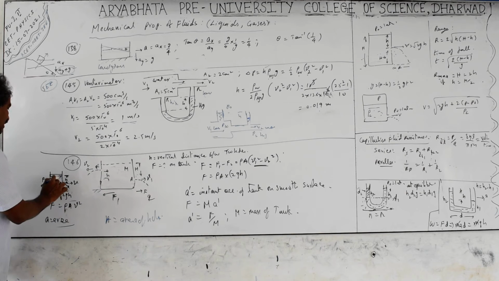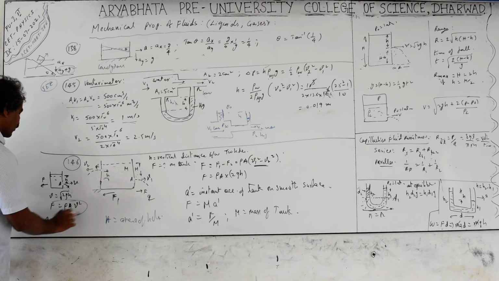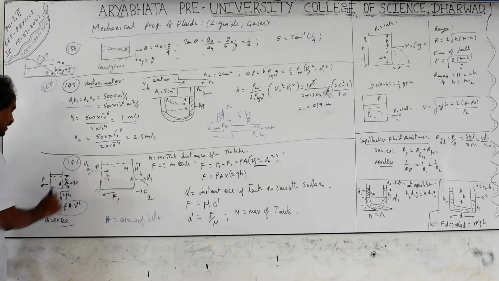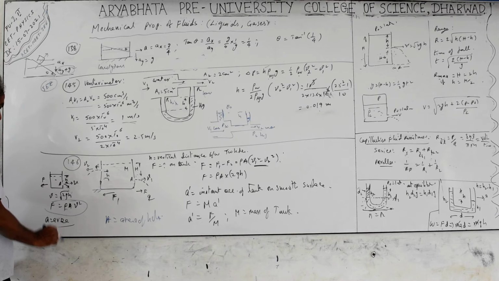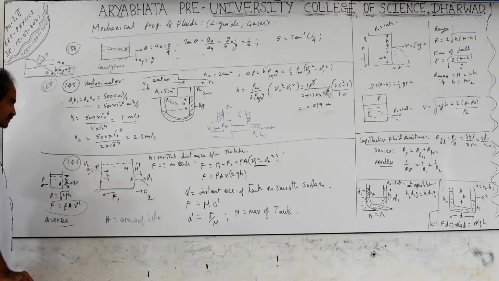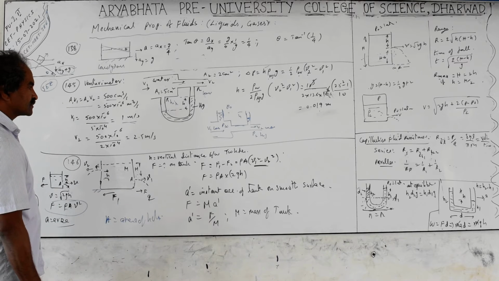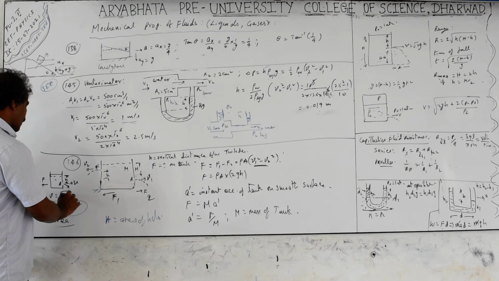If the height of the liquid surface from the hole is small h, the velocity of the liquid coming out, that is called the velocity of efflux, equals root of 2gh from Torricelli. And if you calculate the force exerted by the fluid flowing out through the area of cross section A at that instant, with velocity v, then force is equal to rho A v square, where v equals root of 2gh.